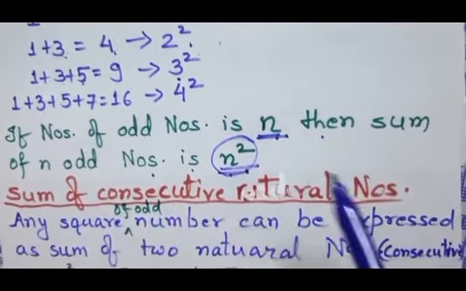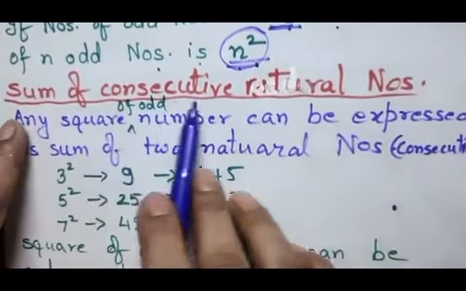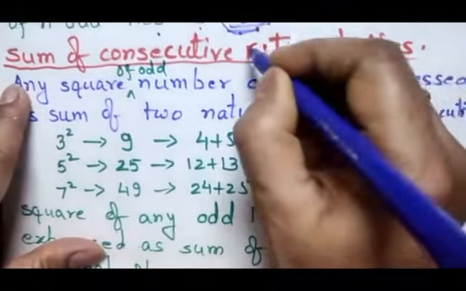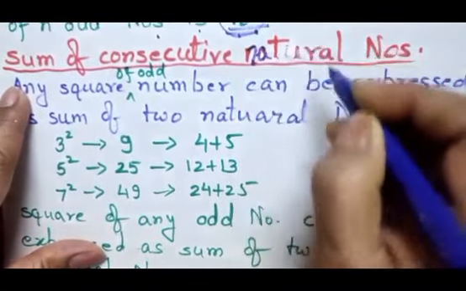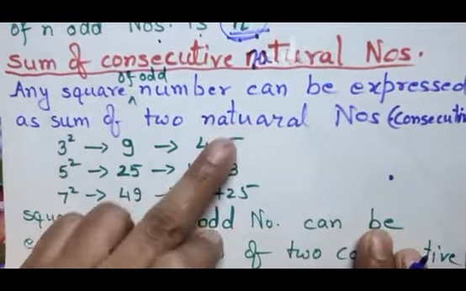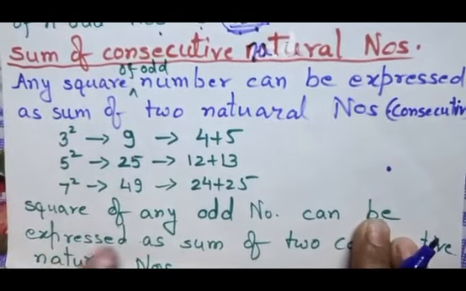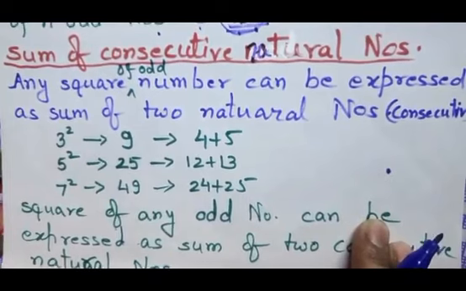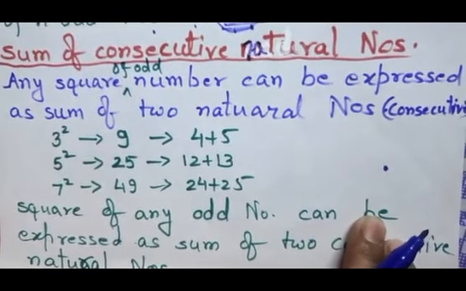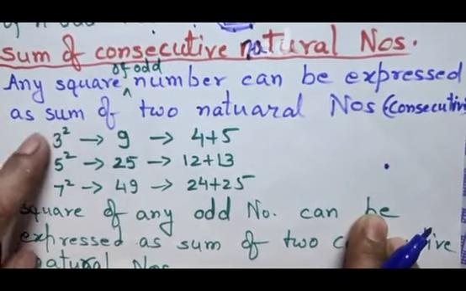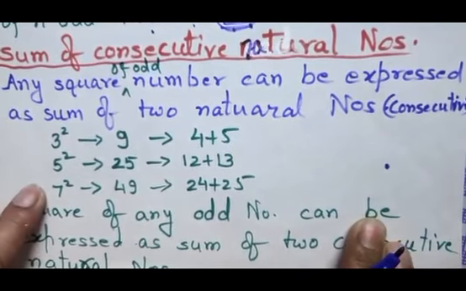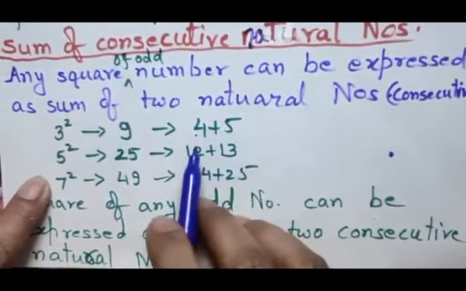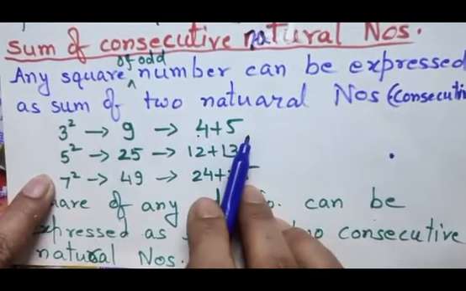Now come to another property of square number, that is sum of consecutive natural numbers. Any square number, means odd square number, you can say, any odd square number can be represented by the sum of two consecutive natural numbers.